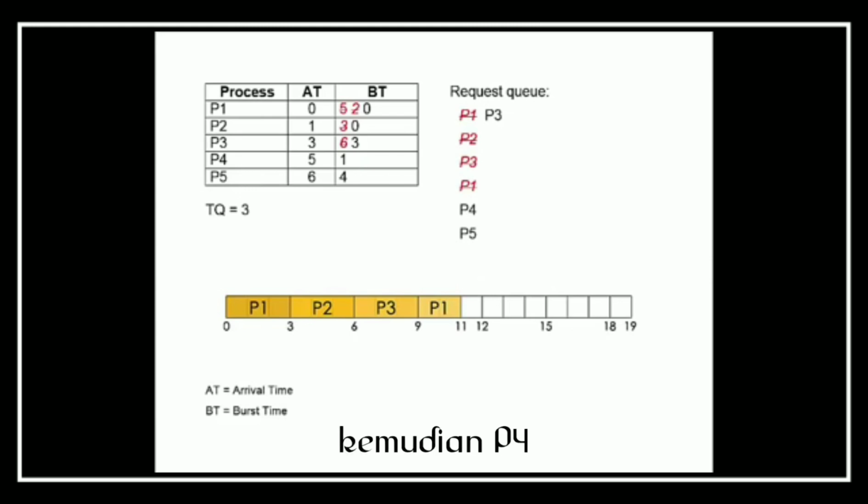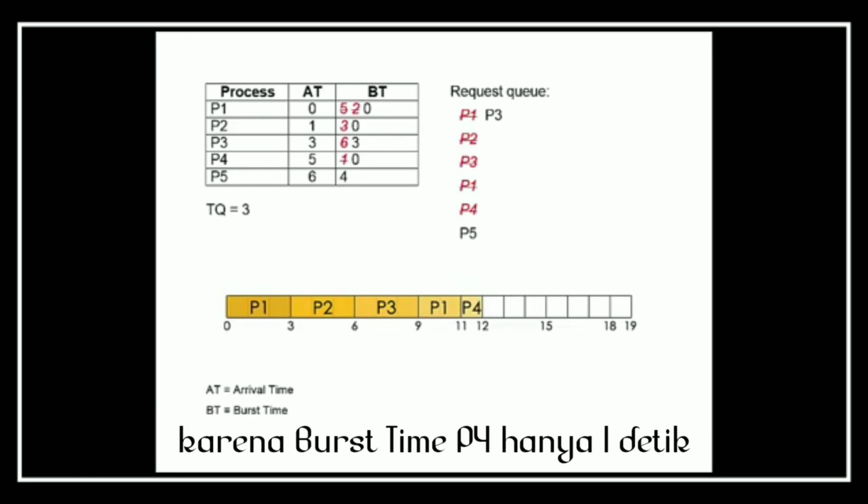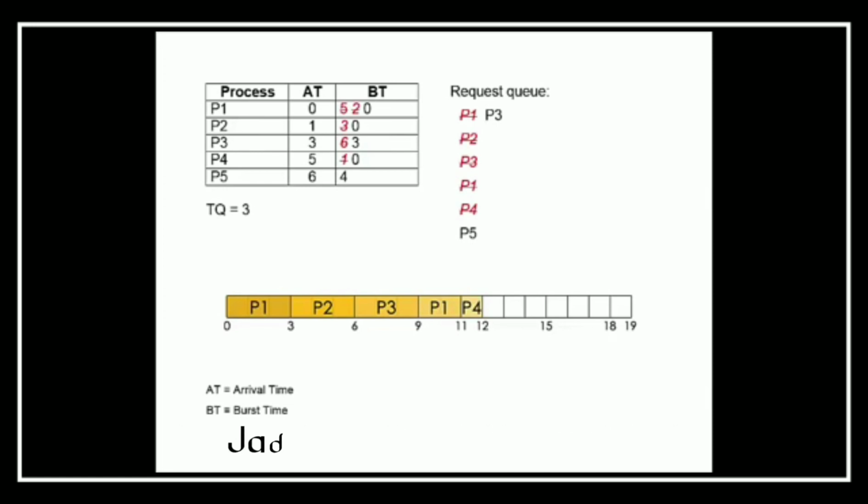Next, we have P4 in queue. So we execute it for only 1 second because P4 only has a burst time of 1. So process P4 is from 11 to 12 and is already completed.